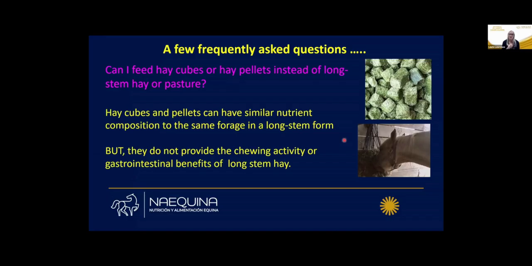So they don't provide the chewing activity or the chewing time, and therefore the salivation that was just talked about, as long stem hay does. Okay, and so that chewing activity is very important for protecting the gastric mucosa, right? So we know that that's important. And we know that chewing time from a behavioral standpoint, which was just talked about, is also important. So the long stem hay might be nutritionally the same as the cubes, but the cubes and especially pellets, which are much smaller, don't provide perhaps the same functional characteristics in the horse's digestive tract.